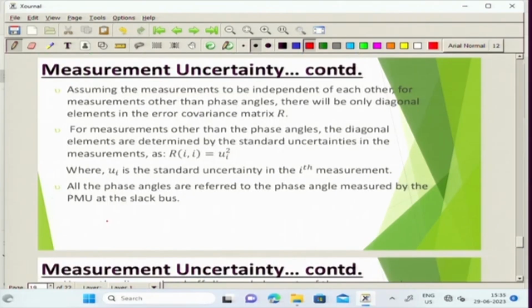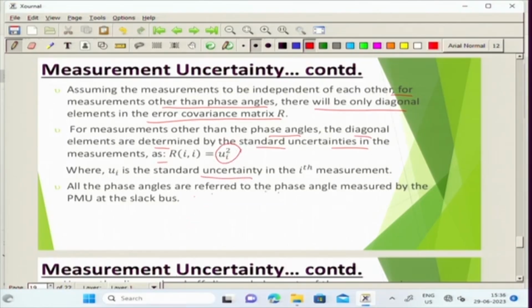Assuming the measurements to be independent of each other, for measurements other than phase angles, there will be only diagonal elements in the error covariance matrix R. For measurements other than the phase angle, the diagonal elements are determined by the standard uncertainties in the measurements as Rii is equal to Ui square, where Ui is the standard uncertainty in the ith measurement.